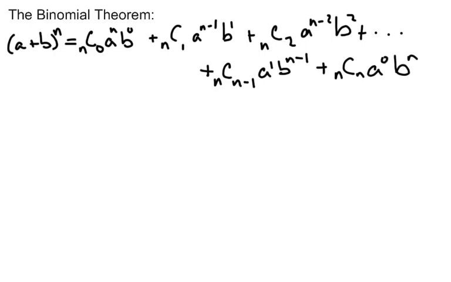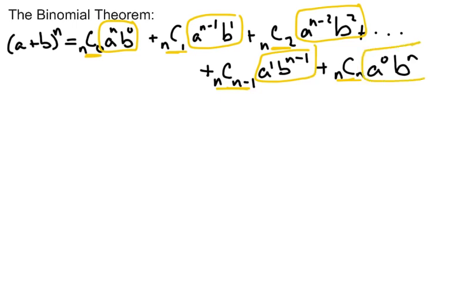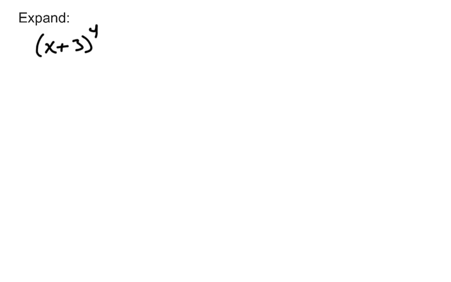Right. That looks a little complicated right now, but remember, each of these little pieces right here correspond to a row of Pascal's triangle. Then when you look at a and b, their powers for a starts at the power of the binomial right here, and it goes down by 1 all the way down to 0. For b, it starts at 0, and its power increases by 1 all the way up to n. That'll help us when we want to do something like expand x plus 3 to the 4th.